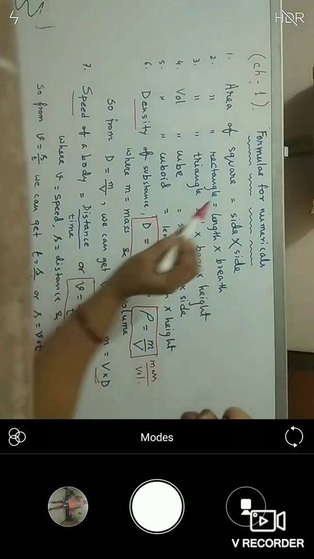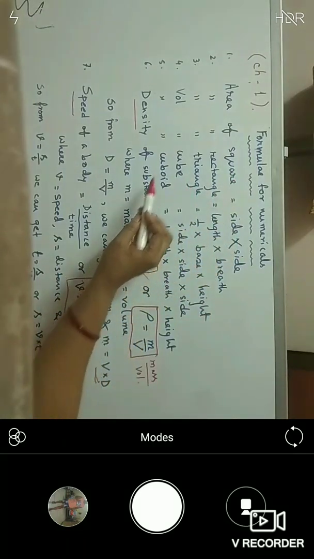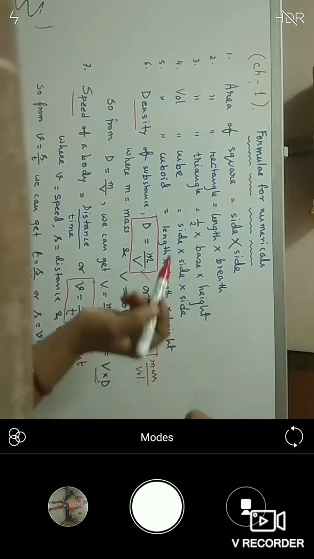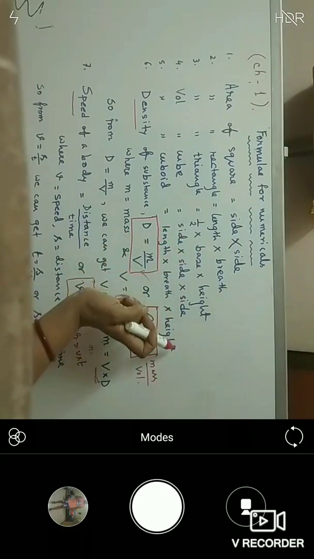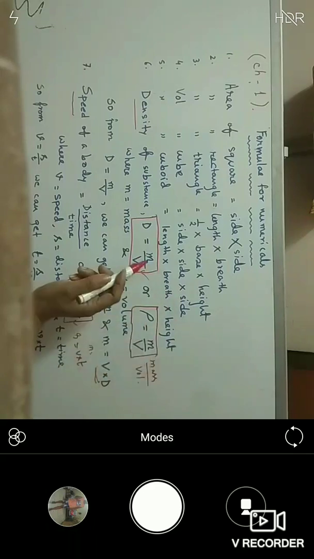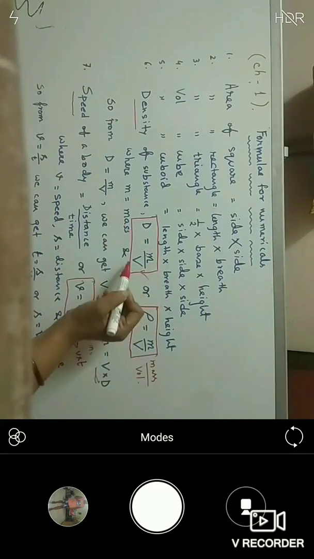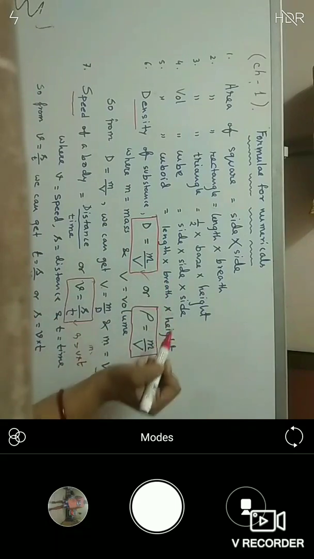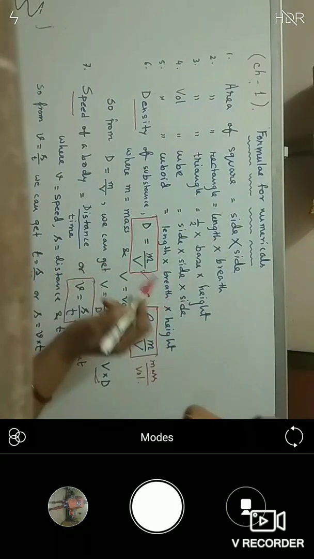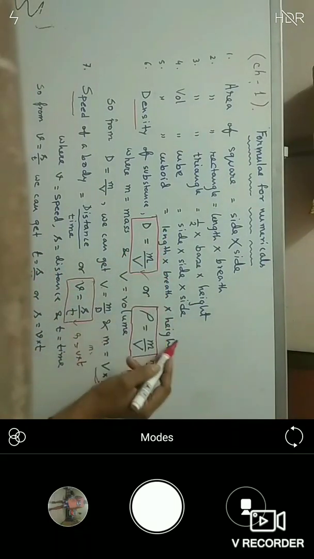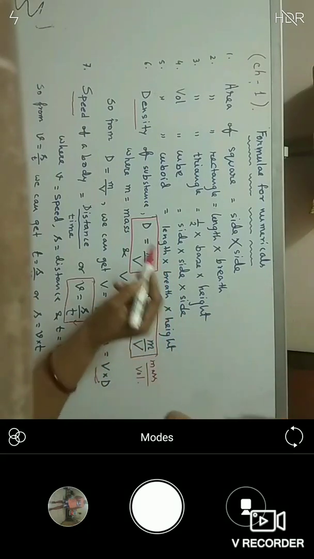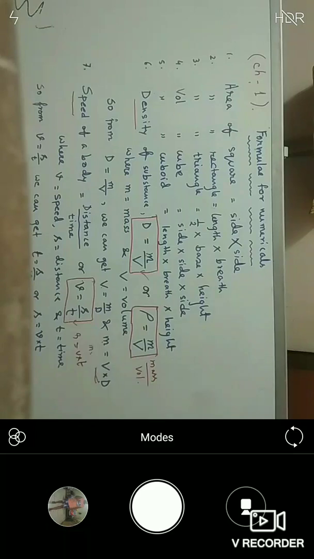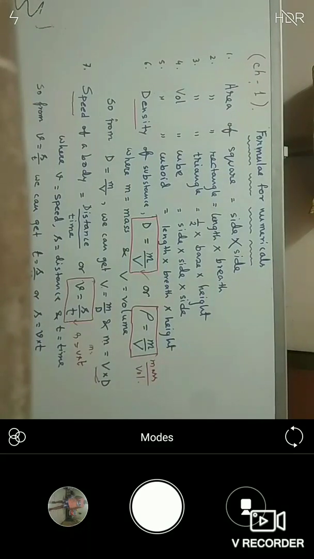You have clues based on the square, rectangle or cuboid. Let's suppose there is a cuboidal body whose length, breadth and height are given. You have to find its density, with mass and the length, breadth, height given. What do you have to do? You have to find the volume of the cuboid, and then by putting in the m by v formula, you get the density. Let's go to the exercises now, right?